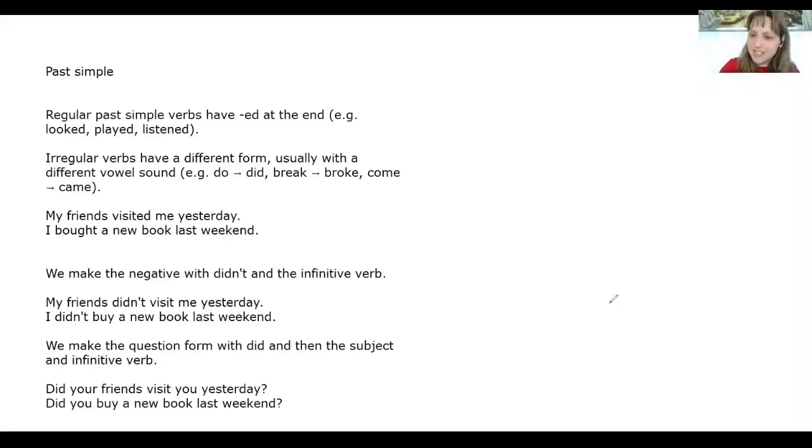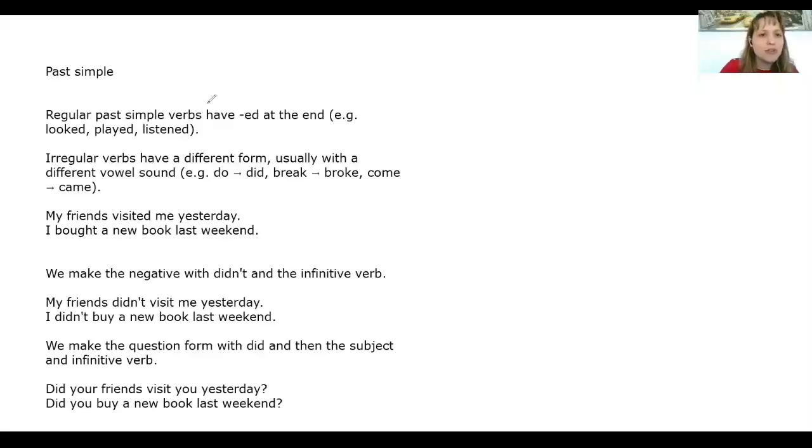works. As you can see here on my screen, the past simple is a tense that we use to talk about actions that are completely finished and they belong in the past, not in the present, not in the future. So the first thing we need to know when we talk about past simple is that we have two kinds of verbs, regular verbs and irregular verbs. Let's have a look at this.